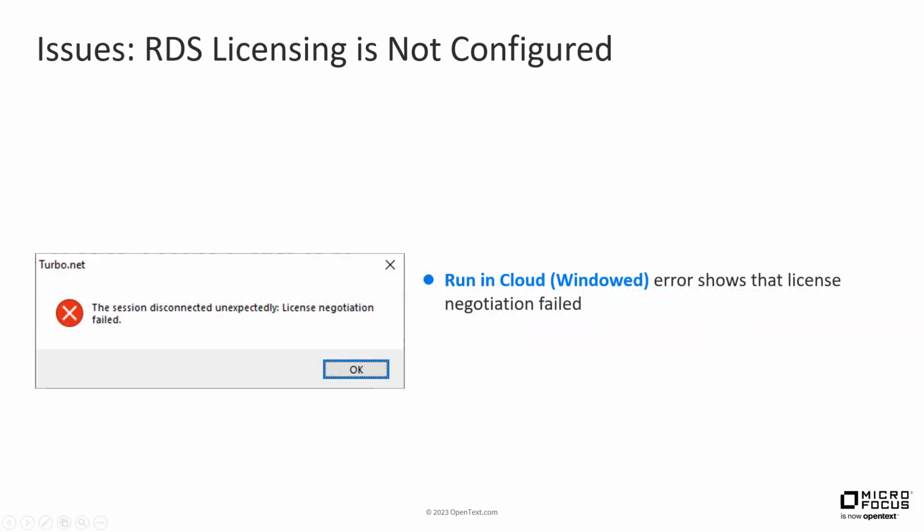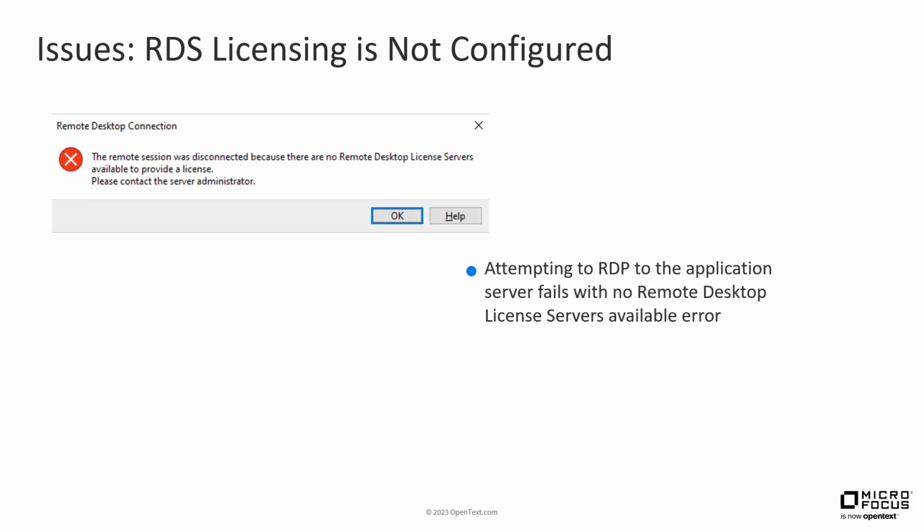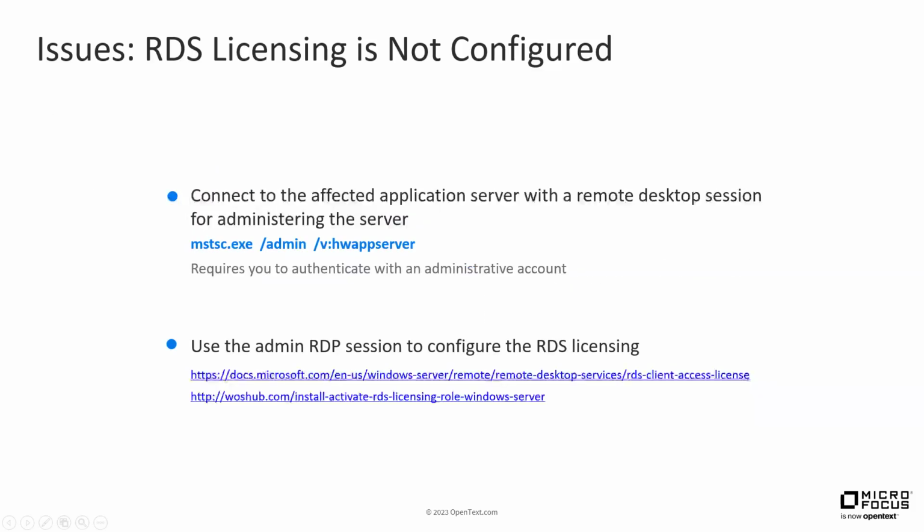Running cloud windowed will show that the license negotiation failed, and can also show that remote desktop license services are not available to provide a license. If something like this occurs, you have to connect to the affected application server using a remote desktop session for administering the server. And then you can use this administrative RDP session to configure the RDS licensing per Microsoft documentation.